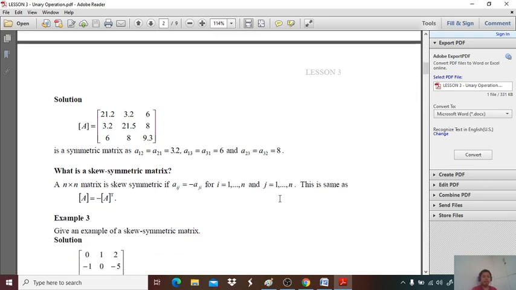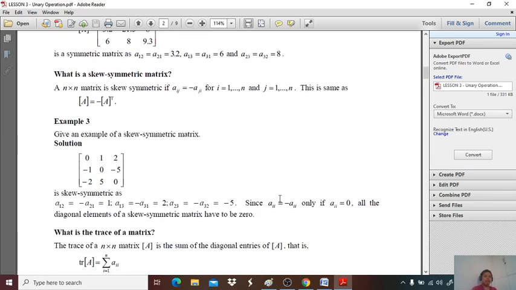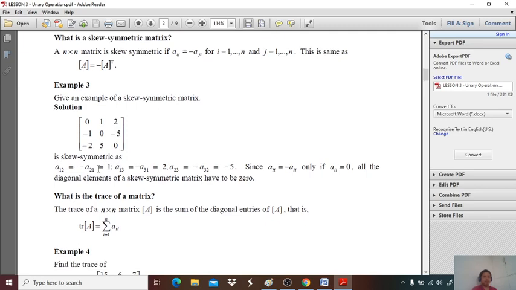So what is the difference between the skew symmetric and the symmetric? When you say skew symmetric, the negative of the matrix A is equal to its transpose. Example is here: we have 1, negative 1, 2, negative 2, then negative 5, and 5. So that is skew symmetric. The diagonal elements of a skew symmetric matrix have to be zero, or the entries in the main diagonal of the matrix are zeros.